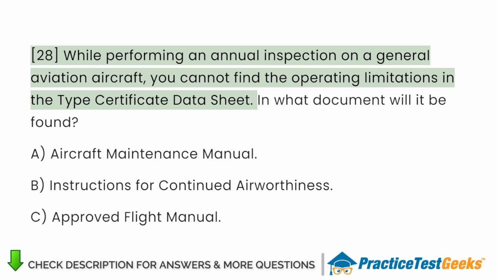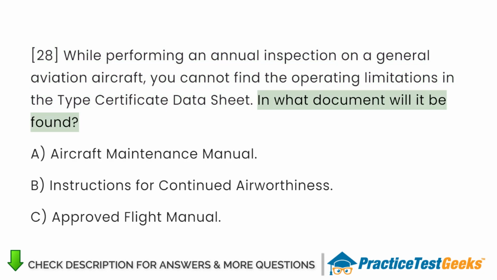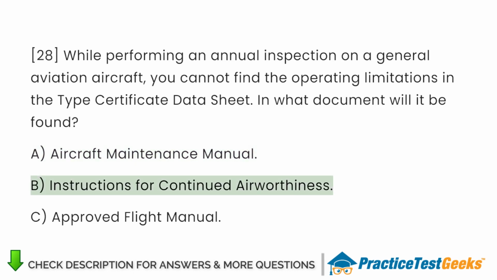While performing an annual inspection on a general aviation aircraft, you cannot find the operating limitations in the type certificate data sheet. In what document will it be found? A. Aircraft maintenance manual. B. Instructions for continued airworthiness. C. Approved flight manual.